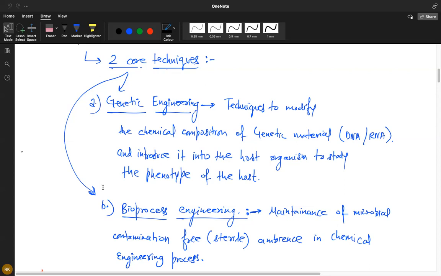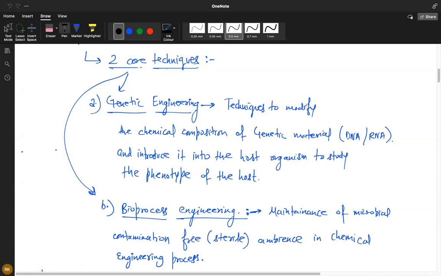Genetic engineering involves the techniques to modify the chemical composition of genetic material, and it involves techniques to modify DNA and introduce it into a host organism to study the phenotypes. And bioprocess engineering is the maintenance of a sterile ambience in the engineering process.